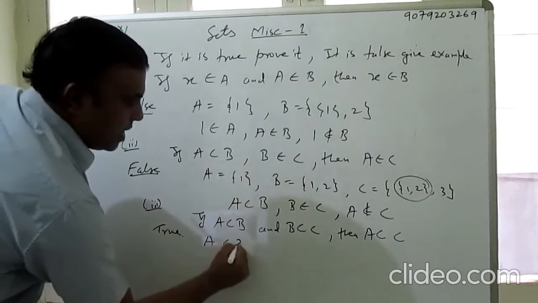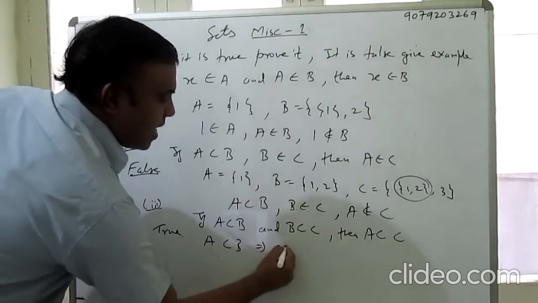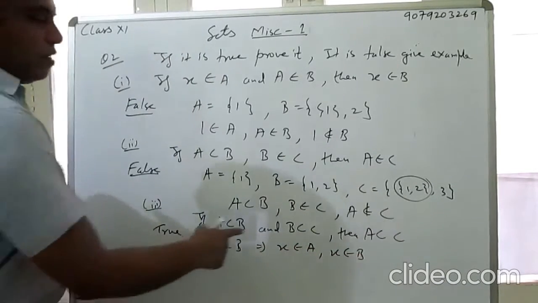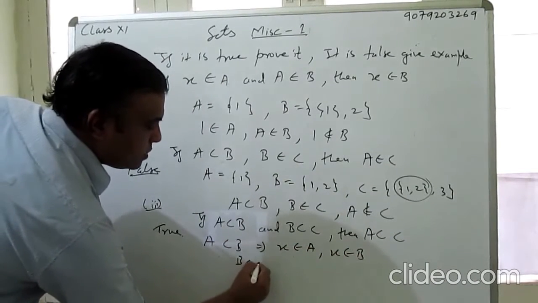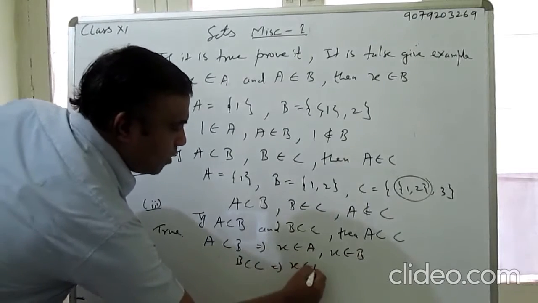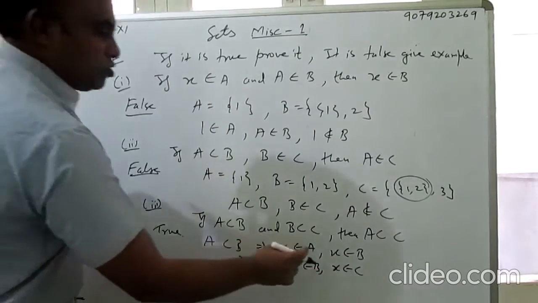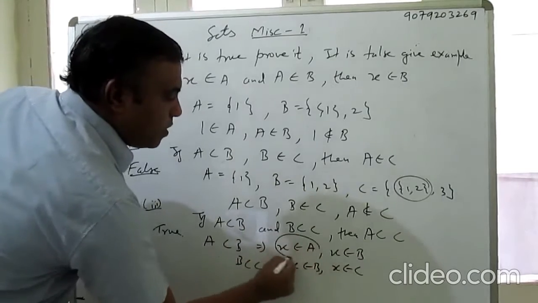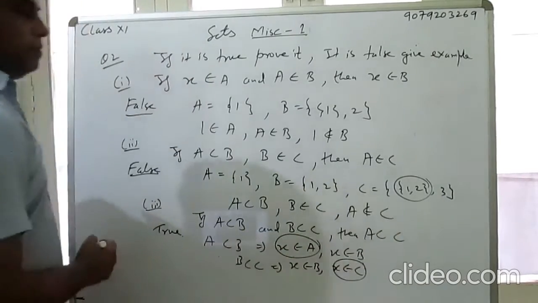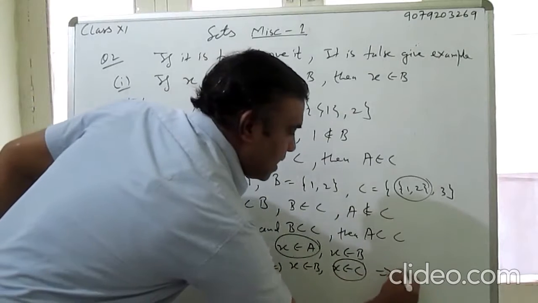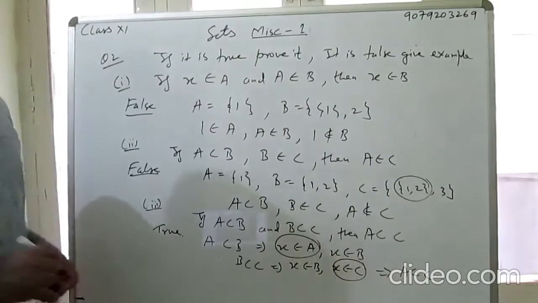प्रूव करते हैं. A is a subset of B, it means X belongs to A and X belongs to B. B is a subset of C, it means X belongs to B, X belongs to C. जब X belongs to C है और X belongs to A है, it means by these two conditions you can say that A is a subset of C.